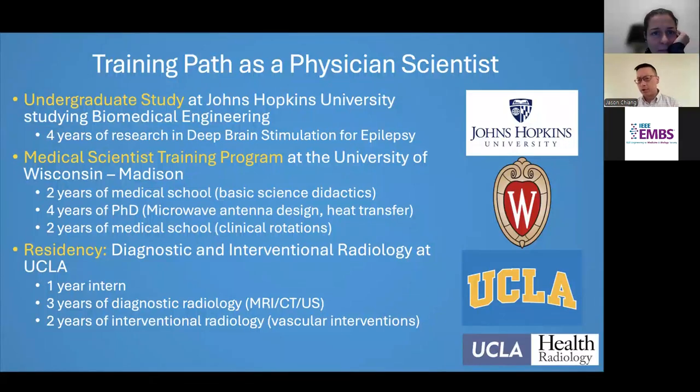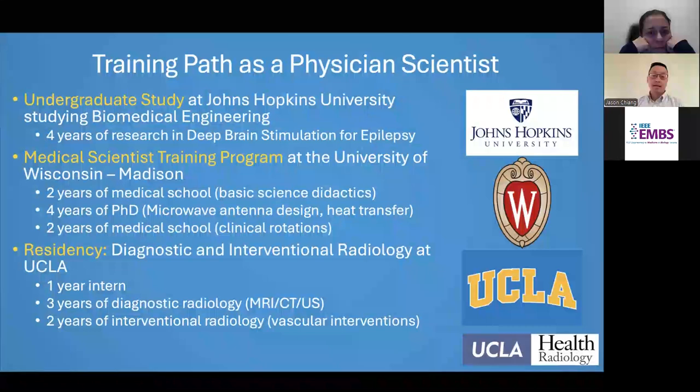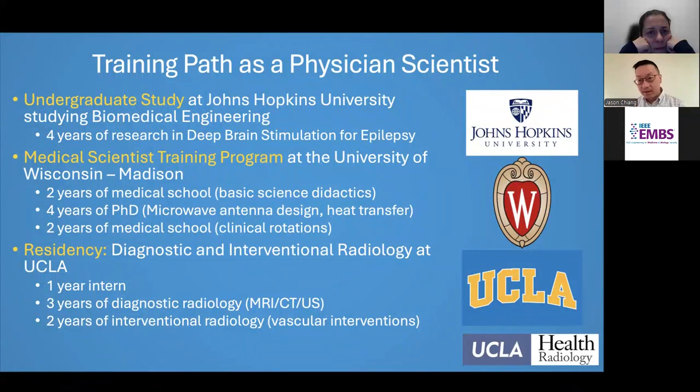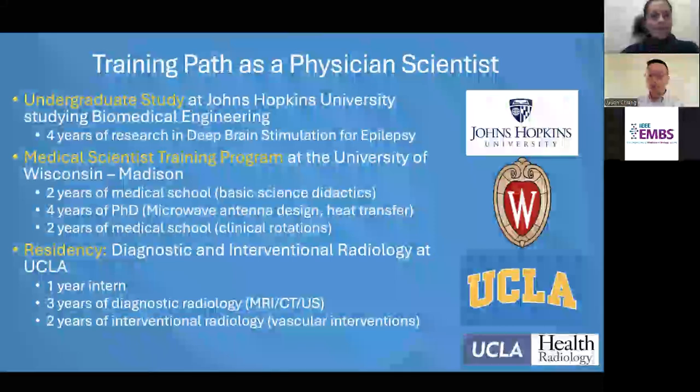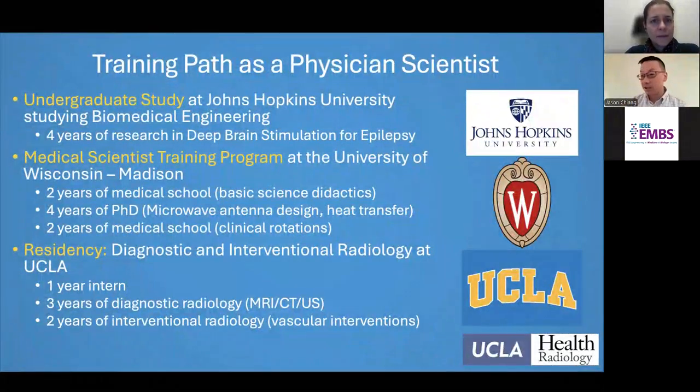I worked with Chris Brace and Fred Lee at University of Wisconsin, and that's where I really sunk my teeth into doing engineering work. So doing microwave antenna design, modeling heat transfer, and using it to build devices to treat cancer, which I'll tell you a little bit about.